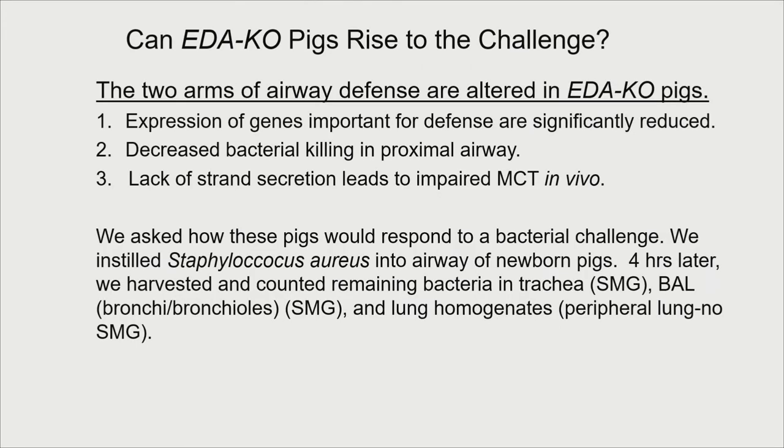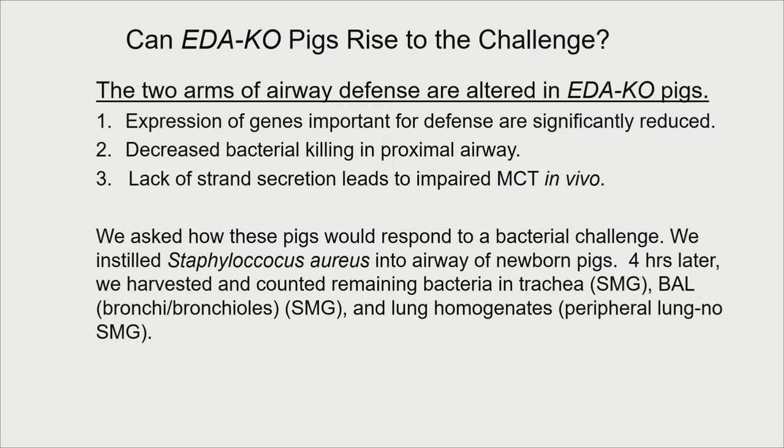So now we know that the two arms of airway defense are altered in EDA knockout pigs. The expression of genes that are important for defense is significantly reduced. There's decreased bacterial killing in the proximal airway. That's the study with the grids. And there's a lack of strand secretion. I just showed you how you had impaired mucociliary transport in vivo in the animals. So we asked how these pigs would respond to a bacterial challenge.